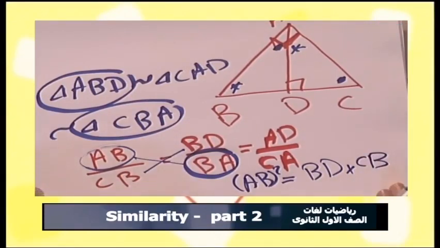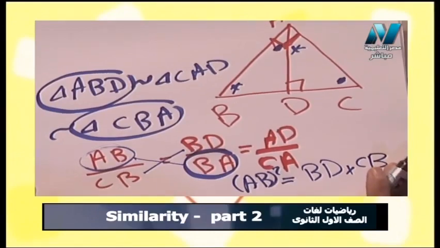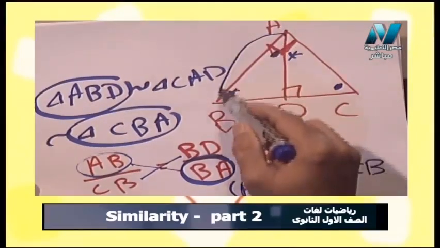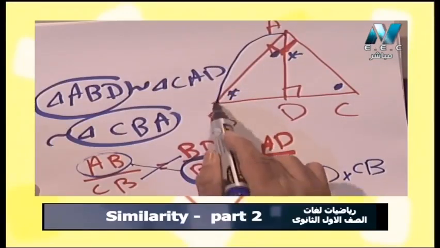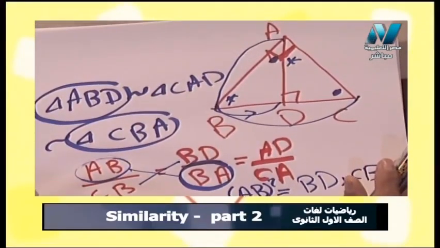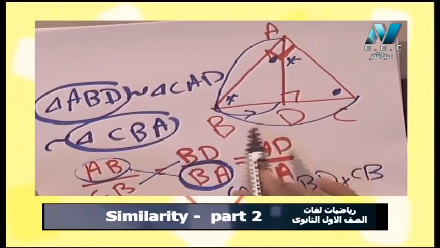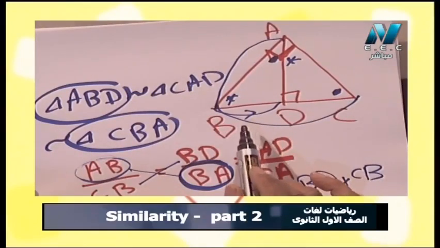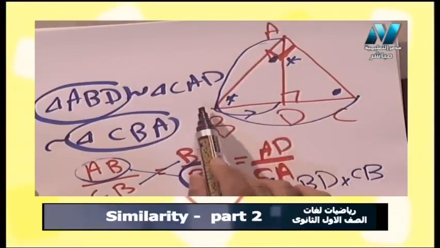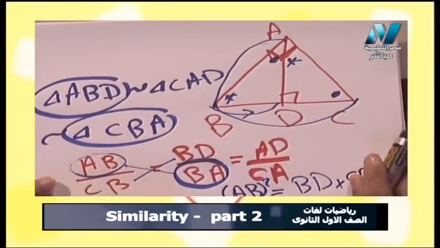When we look at the figure again, AB power 2 here equals BD multiplied by BC. It's also the Euclidean theorem, and we proved it now from similarity. We have AB power 2 equals BD multiplied by BC.